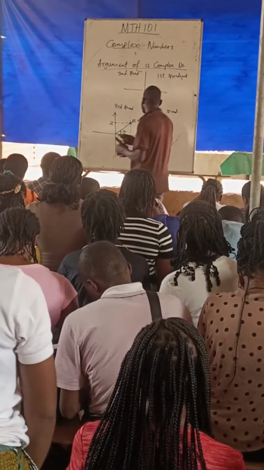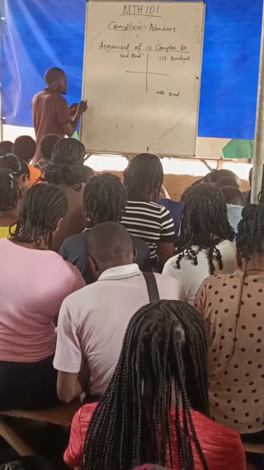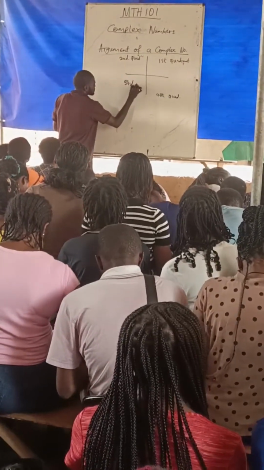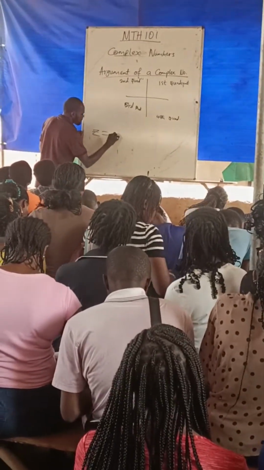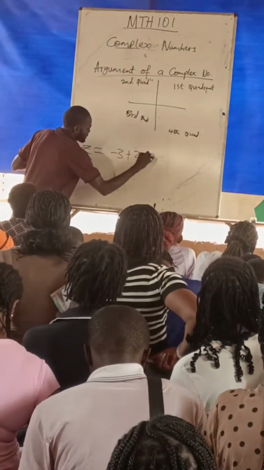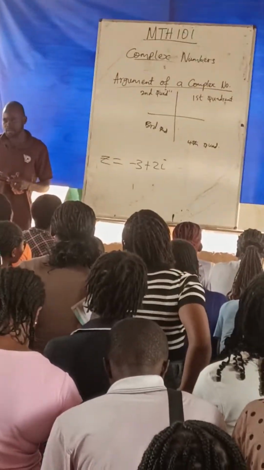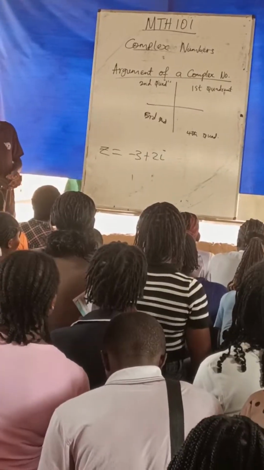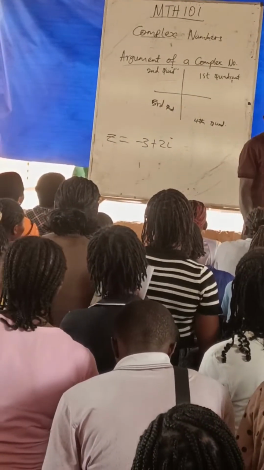Okay, just like this. If I give you this complex number now and ask where it is, this place is the third quadrant. Okay, you are given z equal to minus 3 plus 2i. Please, somebody should tell me the quadrant in which the complex number will lie. How do I know?